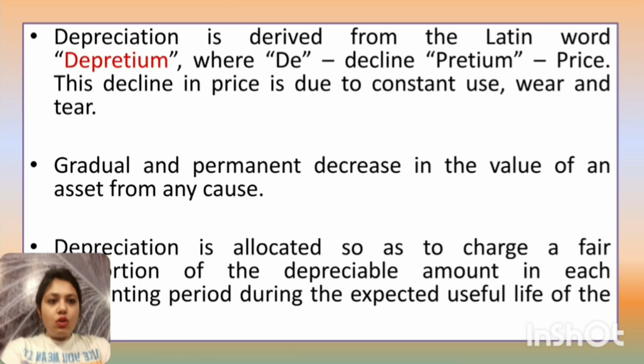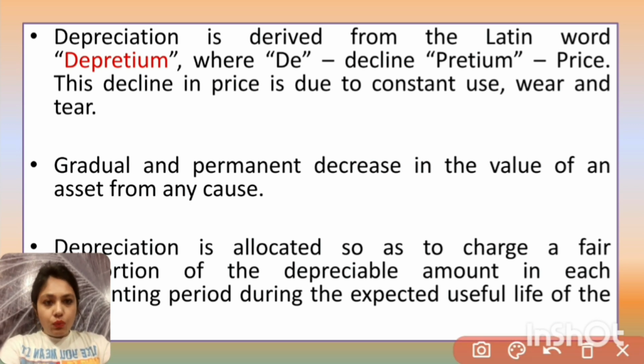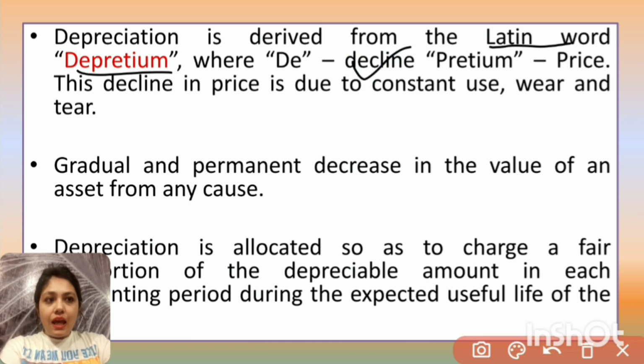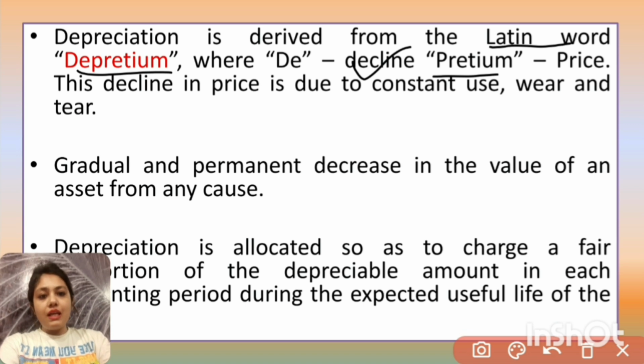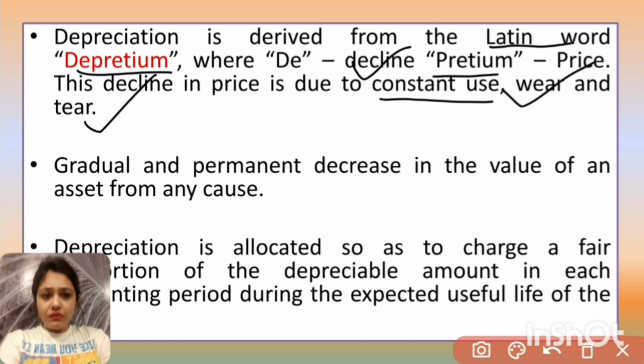Before starting, let's understand the meaning of the word depreciation. The word depreciation was derived from the Latin word deprecium. De means decline and pretium means price. So decrease in price is the simple meaning of the word depreciation, right? Now, why does depreciation occur on any asset? It could be due to constant usage or wear and tear of assets, right?